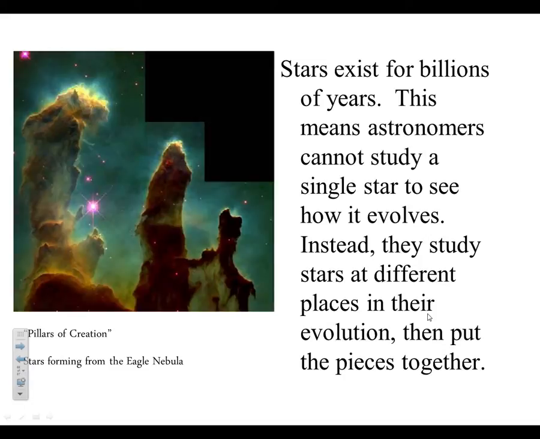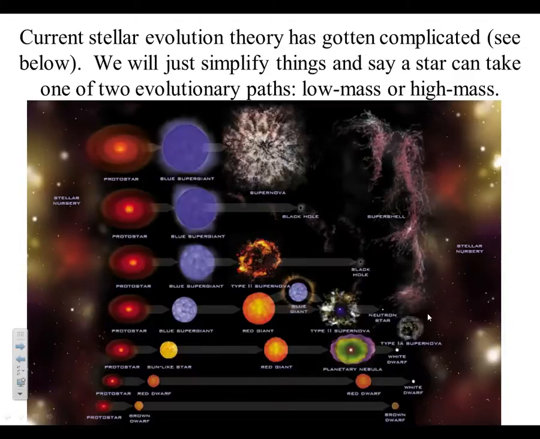Stars exist for billions of years, so astronomers have not been able to study a single star through its entire lifetime to see how it evolves. What they have to do is look at stars that they think are in different places in their evolution and then put the pieces together. So what we're telling you is our best guess. It's our best theory as to what happens with stars as they evolve over time. It can certainly be wrong. It keeps changing over and over again, and it's gotten complicated.